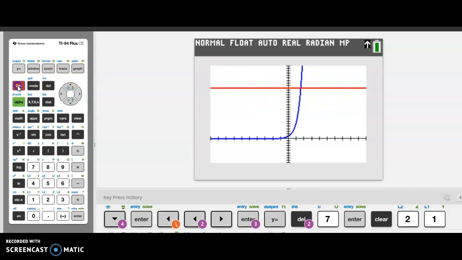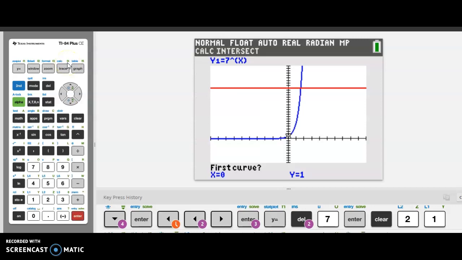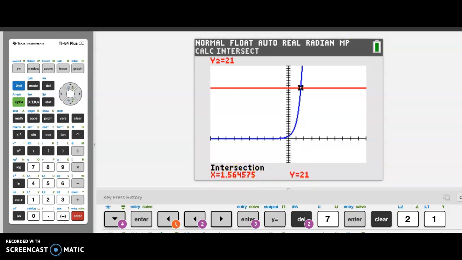So now I hit second trace to calculate, C-A-L-C, the point of intersection, the fifth option down. I just need to move my cursor to the right until it's pretty close to the point of intersection. Hit enter once for the blue curve, once for the red curve, and then a third time for my guess. And I'm going to round this to 3 decimal places. I think you guys know me by now that I like 3 decimal places, so about 1.565.